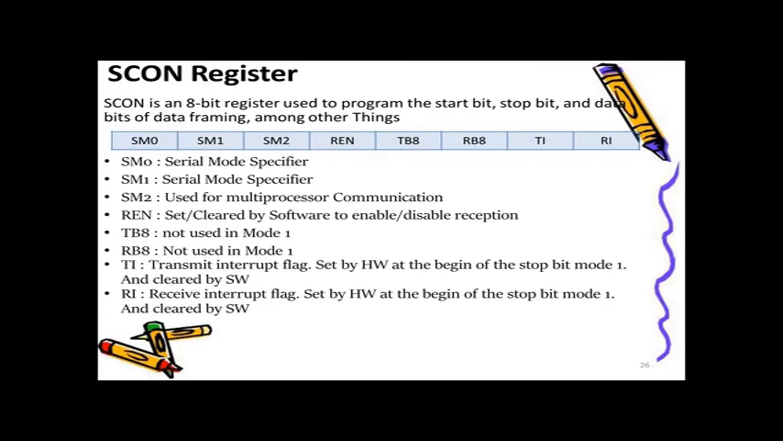SCON is an 8-bit register used to program the start bit, stop bit and data bits for data framing. Here we have SM0, SM1, SM2, REN, TB8, RB8, TI and RI. SM0 and SM1 are the serial mode specifiers. SM2 is used for multiprocessor communication. REN is to set or clear by software, that is, enable or disable the reception. TB8 is not used in mode 1, and RB8 is not used in mode 1. TI is the transmit interrupt flag, set by hardware at the beginning of the stop bit in mode 1 and cleared by software. RI is the receive interrupt flag, set by hardware at the beginning of the stop bit in mode 1 and cleared by software.